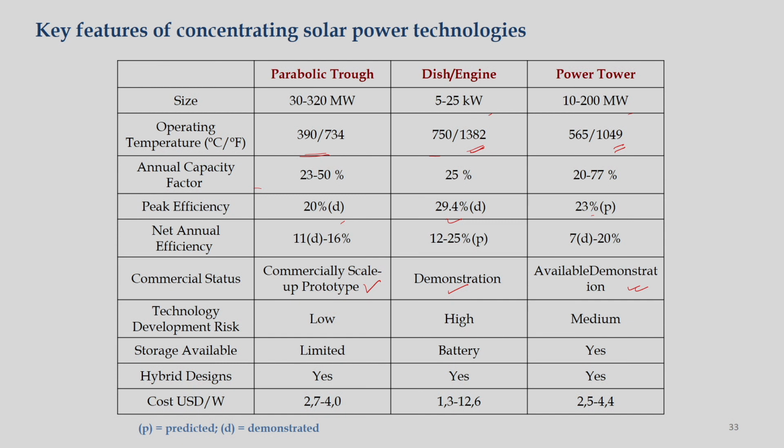And we can hybridize parabolic trough technology with other technologies, and of course, power tower can also be hybridized. And cost wise also we can compare. The cost of this is somewhat higher compared to dish, and of course, power tower is also high. So, yeah, cost we have to compromise in those cases for generation of electricity by using thermal routes.